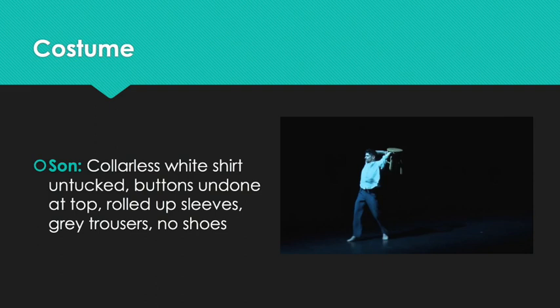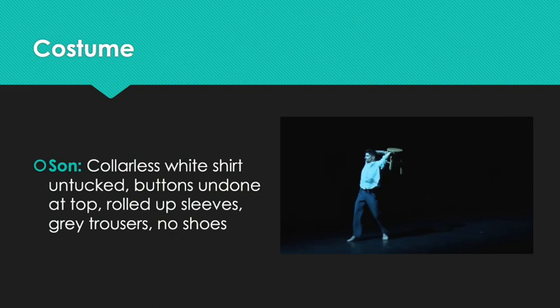Using the image, label and describe the costume. Remember to think about the colour, the shape, the texture, the style, the size, and the material. Your extension task is to describe the dancer's physique as well as the costume. You have 3 minutes. The sun wears a collarless white shirt that is untucked.